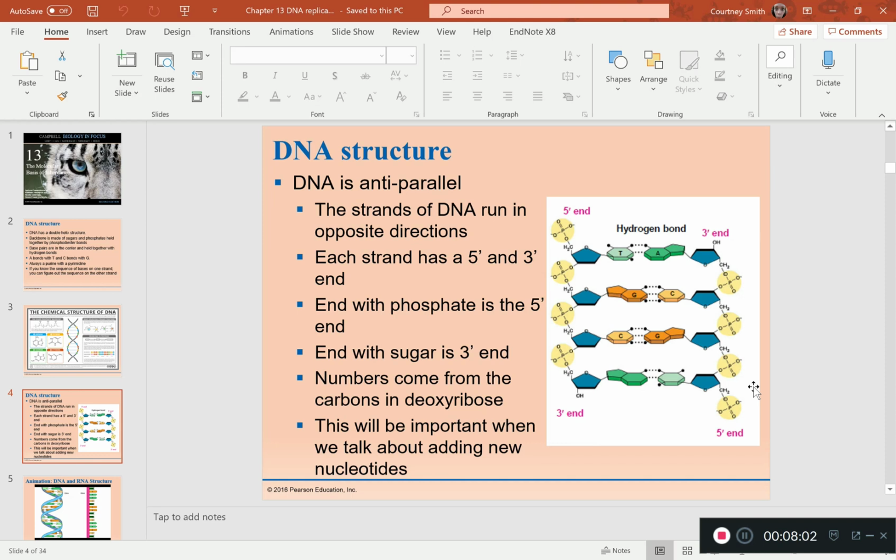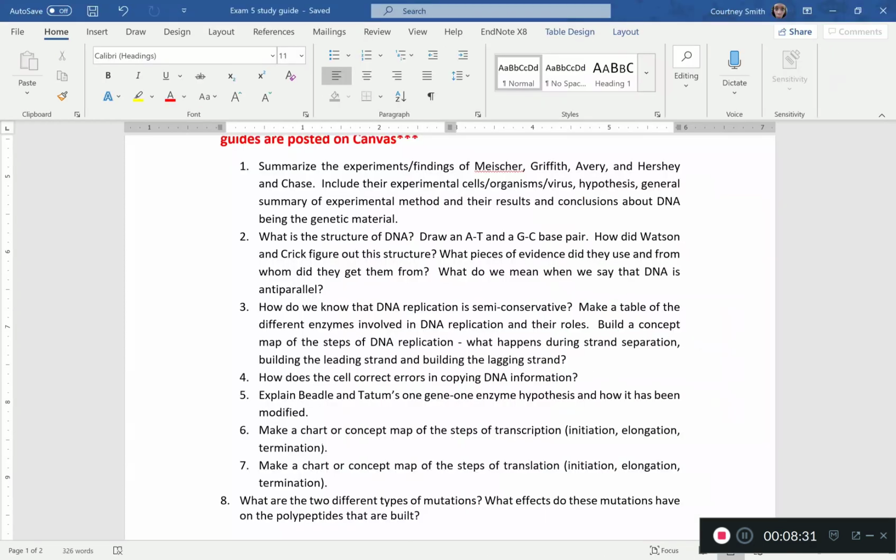Each strand has a 5' and 3' end, and one end, specifically the 5' end, always has the phosphate head, as we see right here, whereas the 3' end has the sugar end. And that's what it means to be anti-parallel. They are going to be opposite of each other. This is very important whenever it comes to adding nucleotides. Okay, so with that, let's talk about number 3.